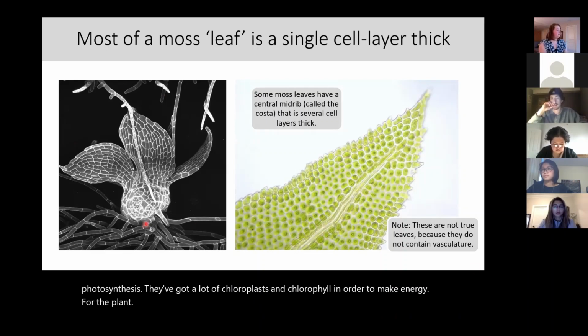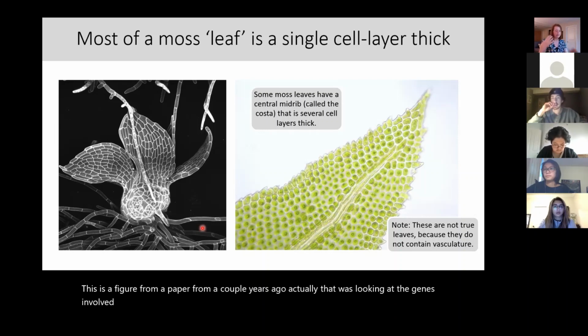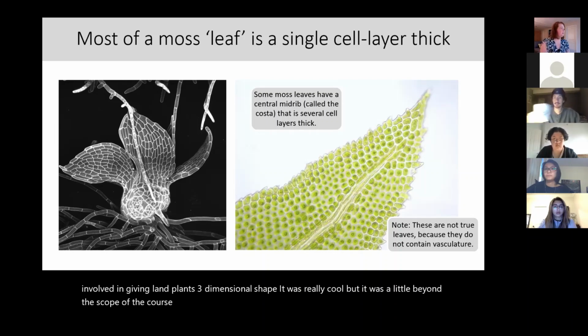This is a figure from a paper from a couple years ago, actually, that was looking at the genes involved in giving land plants three-dimensional shape. It was really cool, but it was a little beyond the scope of the course. So that's all I took from there.